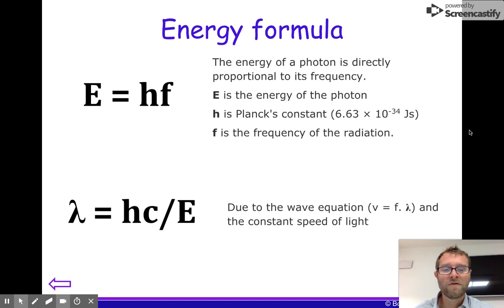That's my quick overview, introduction to the atom, consideration of discrete energy levels, and also mention of the formulas you can be using. That is everything that you now need.